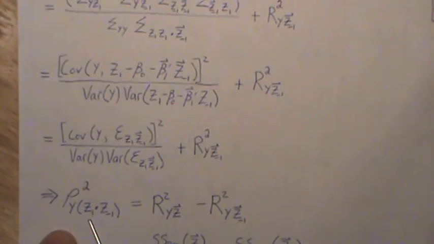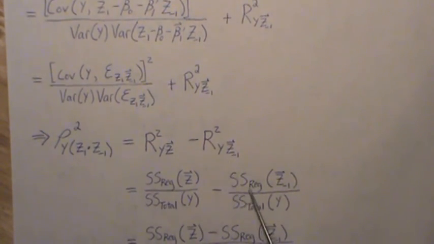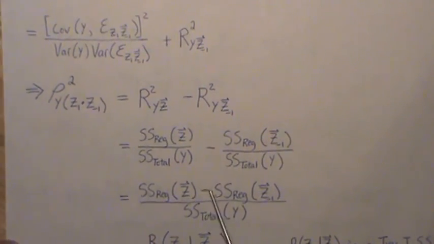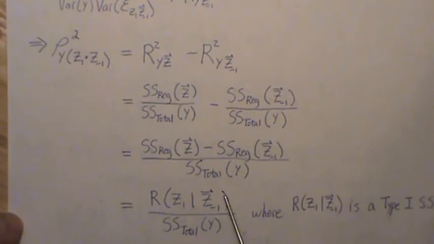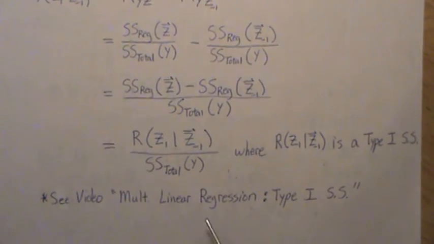The correlation between y and z1 after removing the effects of the other variables, z minus 1, is exactly interpreted as this. But this is the sum of squares regression over total, sum of squares regression over total. This is using all p variables. This is using p minus 1. Common denominator. So it's the difference of these sums of squares regression, and that's what we call the type 1 sums of squares. This is the notation we use. That's type 1 sum of squares. And I'm gonna pass you off to a video, multiple linear regression, type 1 sum of squares.